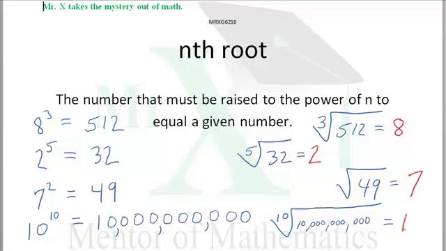Well, what would it be? These are the numbers that have to be raised to the power of n in order to equal a given number.